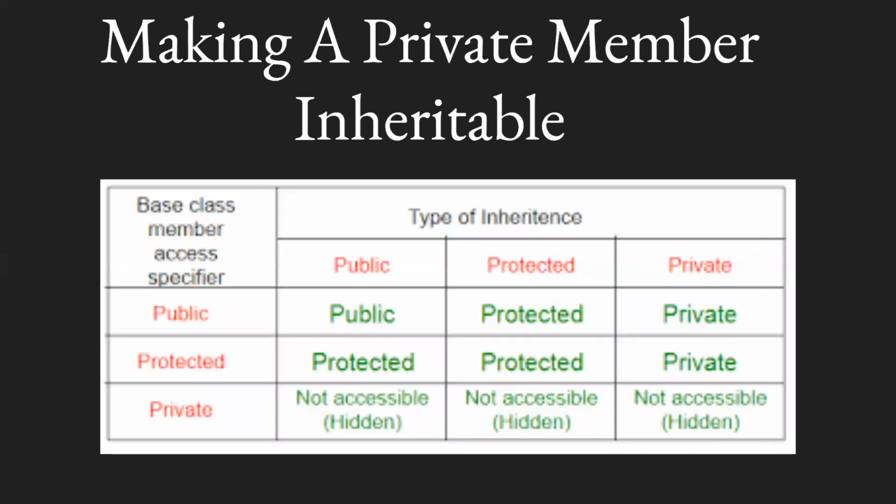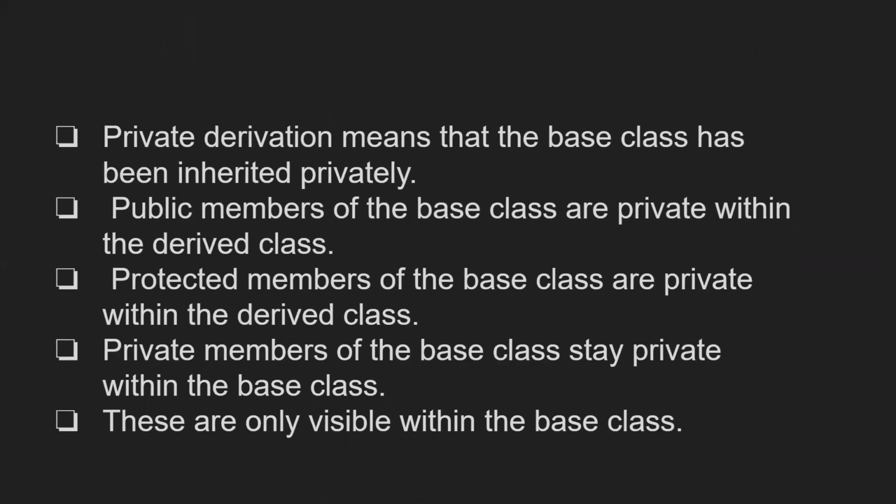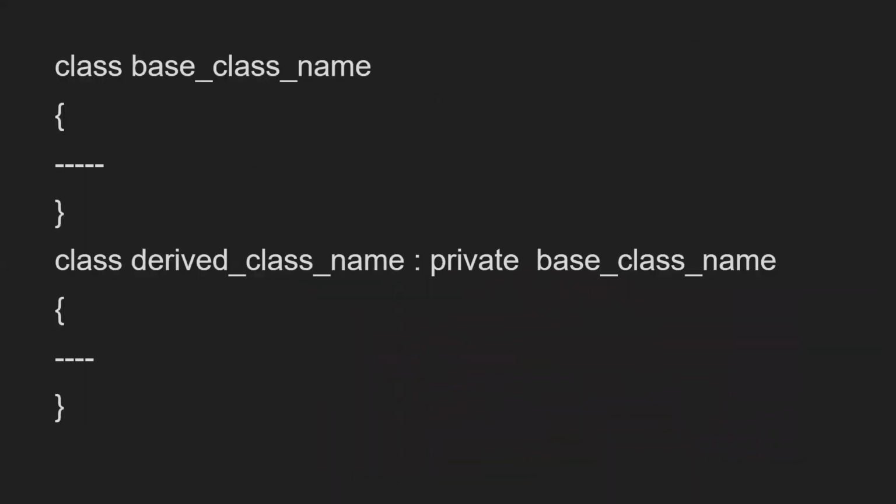Now let's see how to make a private member inheritable. The image summarizes how the visibility of base class members undergoes modifications in all the three types of derivations. Private derivation means that the base class has been inherited privately. Public members of the base class are private within the derived class. Protected members of the base class are private within the derived class. Private members of the base class stay private within the base class, and these are only visible within the base class. In this part of the code, base class name is inherited in the derived class name using private access mode.